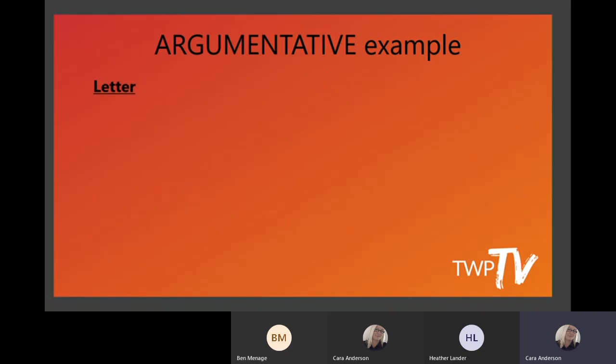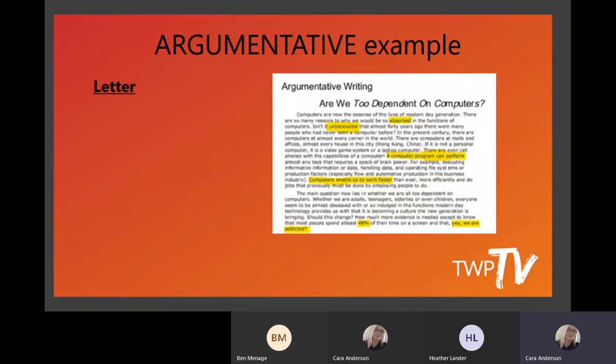Okay. So for an example on this one, we've gone with a letter. You might not be able to read everything that letter says, but there are some highlighted points in there. So what are some of the highlighted points you can see? Why is that standing out as argumentative? What's the most obvious one? Got a percentage, so it's like a fact. Yeah, definitely. So this particular argumentative letter is asking, are we too dependent on computers?